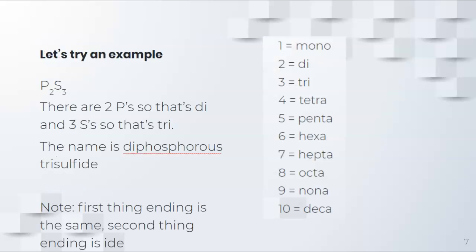All right, so here we go. Let's try an example. P2S3. Again, two nonmetals, so I know it's molecular. So there's two P's, so if I look over here, that's di, and then three S's, so that's tri. So the name would be diphosphorus trisulfide. Notice again, the first thing's name stays the same, the second thing's name ends in IDE, but we do include these numbers in the name: diphosphorus trisulfide.